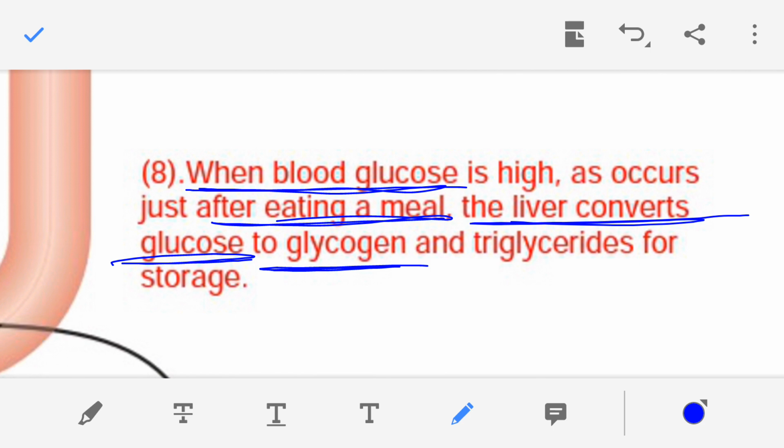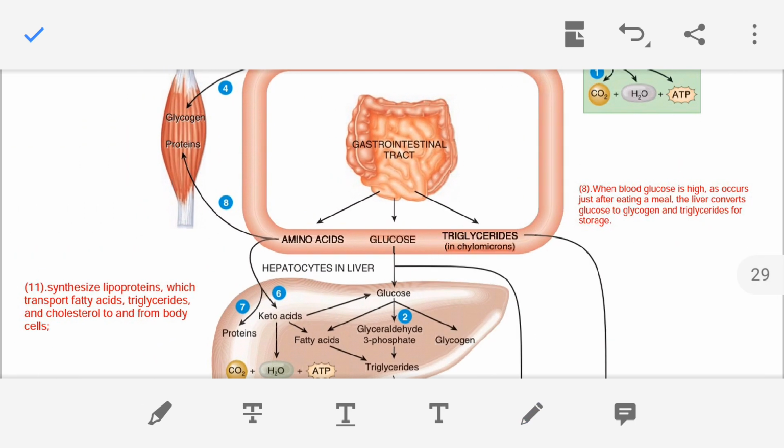But what happens to the extra glucose? This extra glucose, via the portal system, the hepatic portal vein, reaches the liver, and in the liver it is converted into glycogen. So glucose is stored in the form of glycogen in the liver. Then from the glucose, triglycerides are formed, and these triglycerides are also stored in the liver. So the entire mechanism I am showing you.